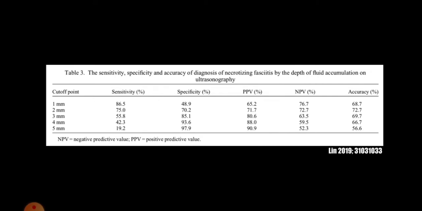Another thing is that if you see air present, that is very unlikely to be cellulitis. So if you see air with a very thickened stripe, be highly suspicious for a necrotizing soft tissue infection.